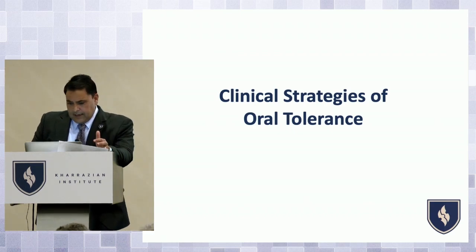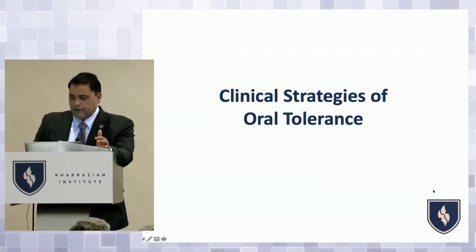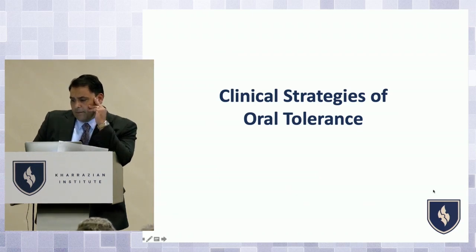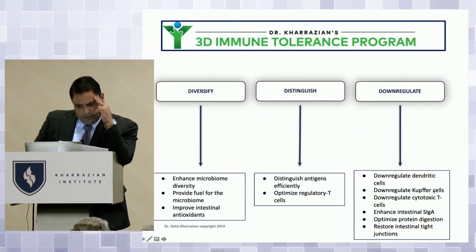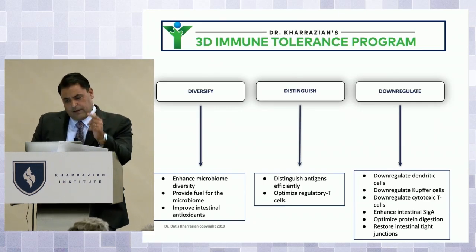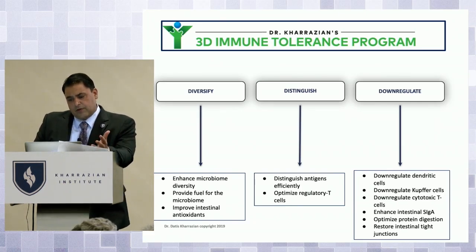Okay. Now, I have a list of all those supplements and protocols for you. I'll give you in a second. I do want to share something that I just finished with Elaine. We created a 3D immune tolerance program, and the 3 Ds of tolerance are diversify, distinguish, and downregulate. Those are the main concepts.